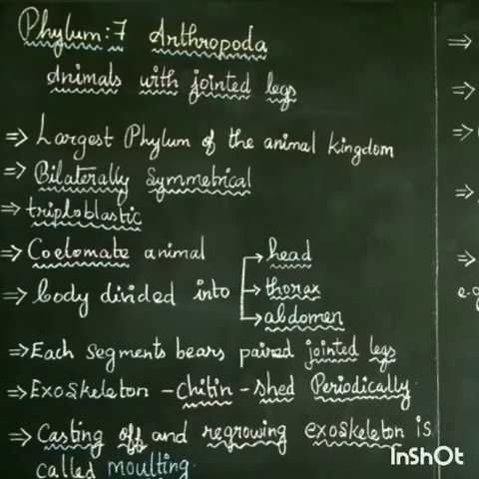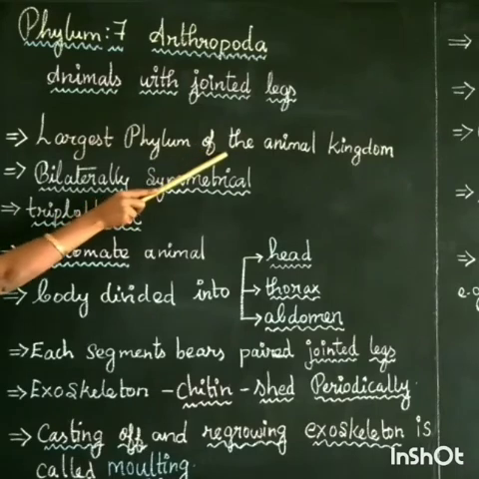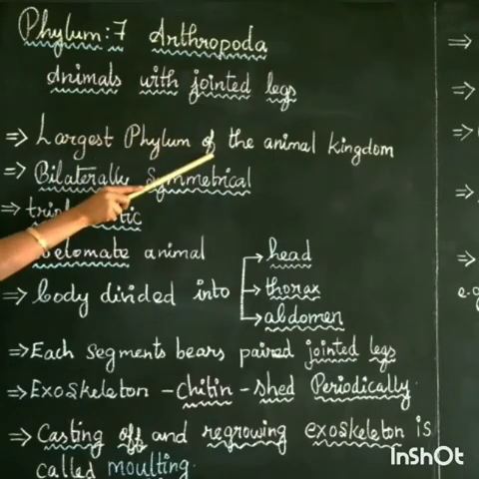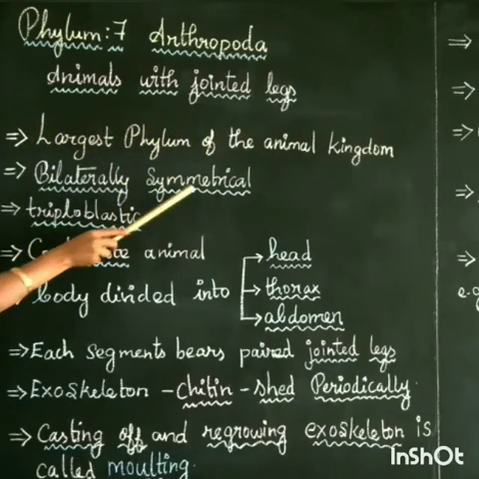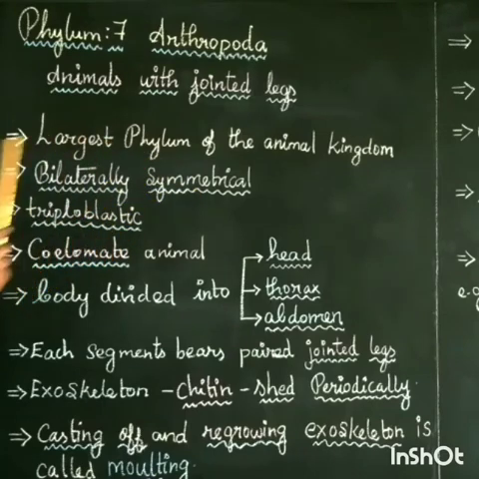It is one of the largest phylum in the animal kingdom. Then bilaterally symmetrical, the body is bilaterally symmetrical, that is the central plane of axis cuts the body into right and left half. Then triploblastic, having the three germ layers: ectoderm, endoderm and mesoderm.